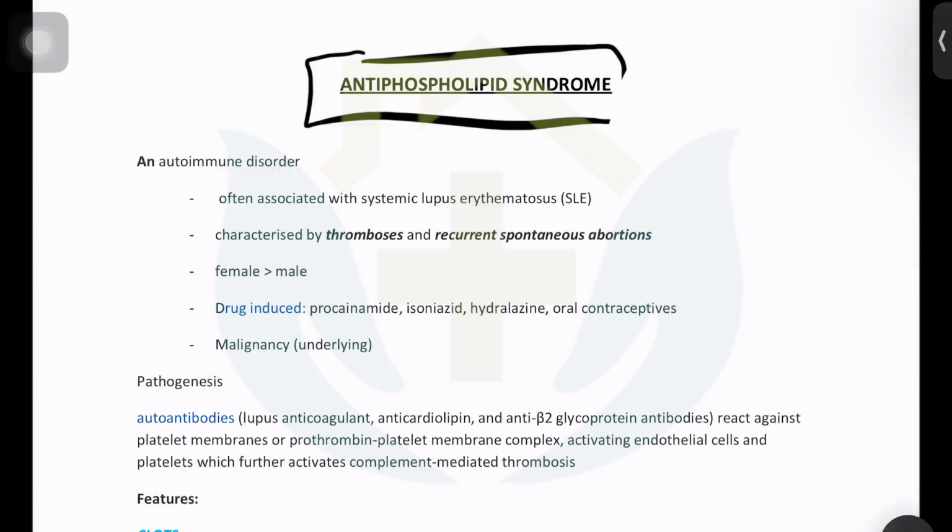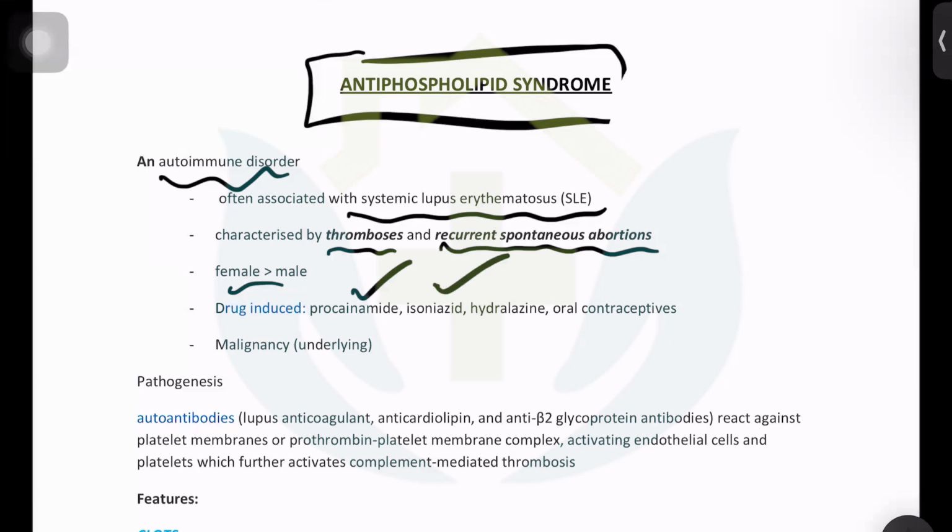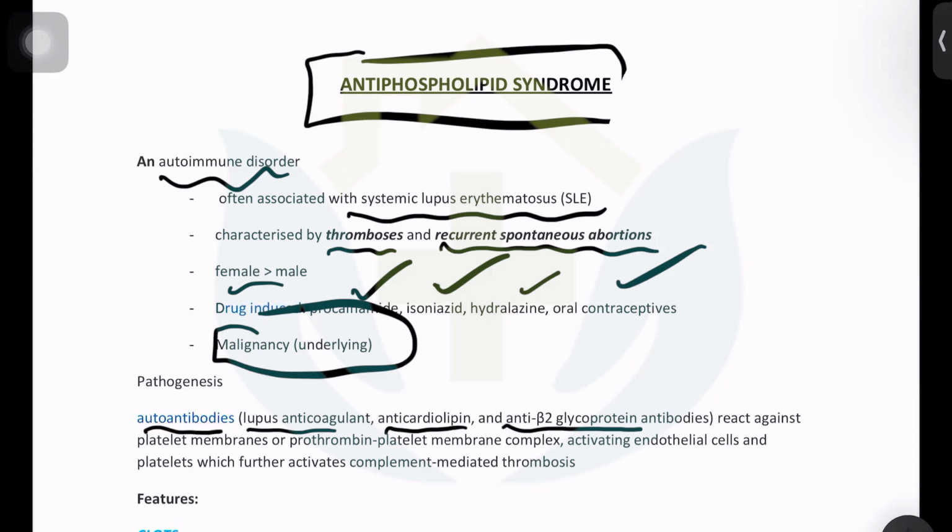throughout the pregnancy. It is an autoimmune disorder often associated with SLE, but not necessarily. Characterized by thrombosis and recurrent spontaneous abortions. Females are more involved than male. Certain drugs can do, the drugs that cause drug-induced lupus like procainamide, isoniazid, hydralazine, oral contraceptives, and underlying malignancies. The autoantibodies are a plethora: lupus anticoagulant, anticardiolipin, anti-beta-2 glycoprotein. They react against platelet membranes, leading to activation of endothelial cells, leading to complement-mediated thrombosis.